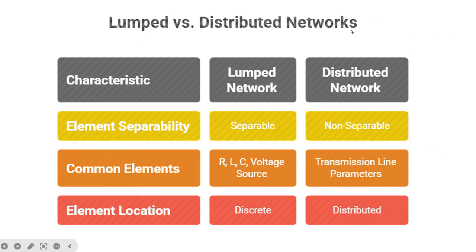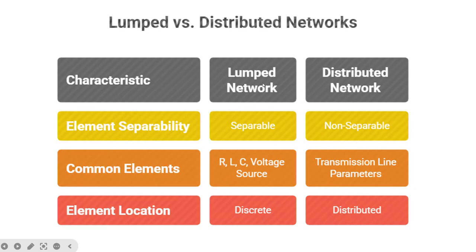Next is lumped versus distributed networks. Here we'll see what a distributed network is, and what a lumped network is. A lumped network is a network in which all the elements are physically separable. Most of the electric networks are lumped in nature, and these consist of resistor, inductor, capacitor and voltage sources, and here the elements will be discrete. Okay, this is a lumped network.